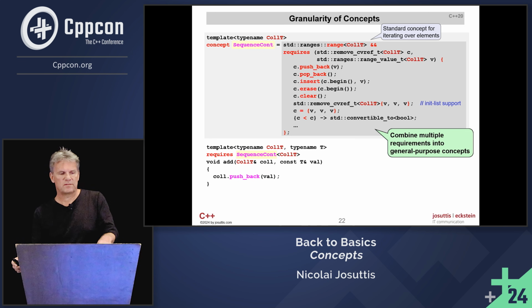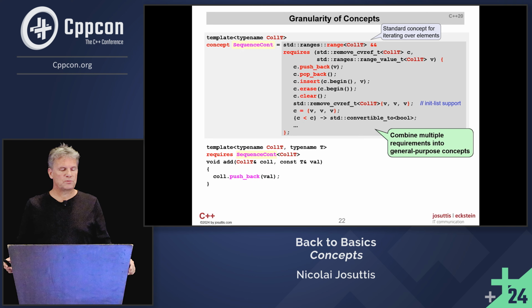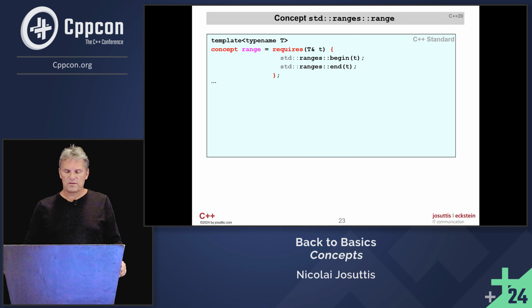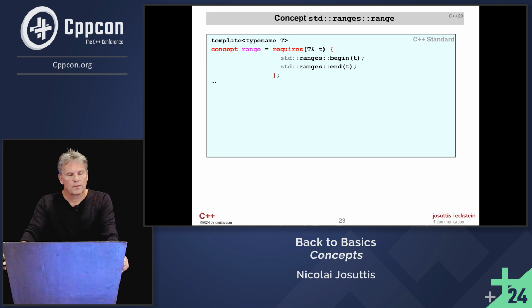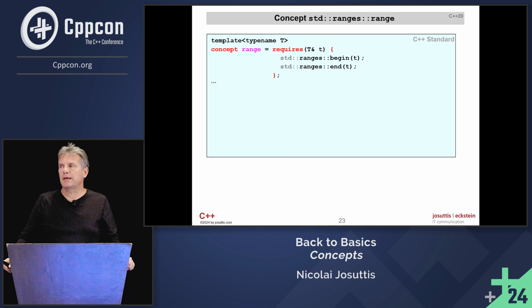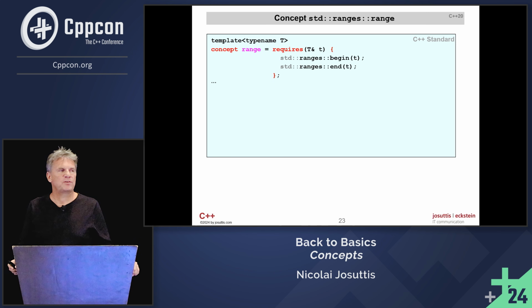We don't have such a concept in the standard, by the way. We have similar ones like range, as you saw. Let's look at the range concept and see inside the standard how it is defined. So here it is. Concept range requires that for some object of type T, I can call begin and end. Well, you don't call a member function begin and end. std ranges begin and std ranges end are still helper utilities.